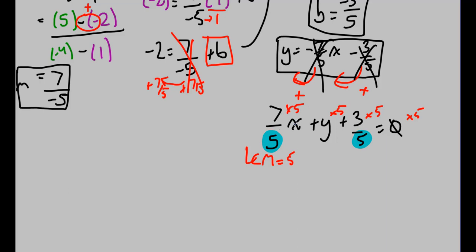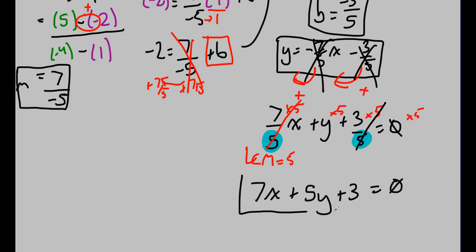So 7 times 5 divided by 5 is like 35 over 5, which is 7. So it's like these cancel out. So I'm left with 7x plus 5y, and 3 times 5 is 15 divided by 5 is 3. So again, these guys cancel out. So I'm left with plus 3 equals 0 times 5, which is 0.